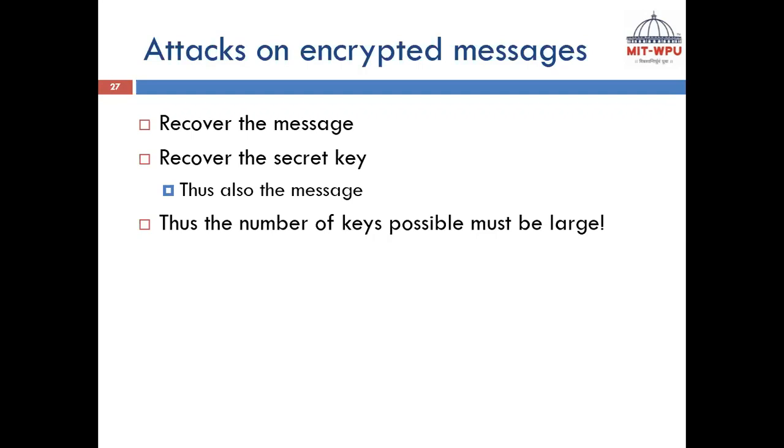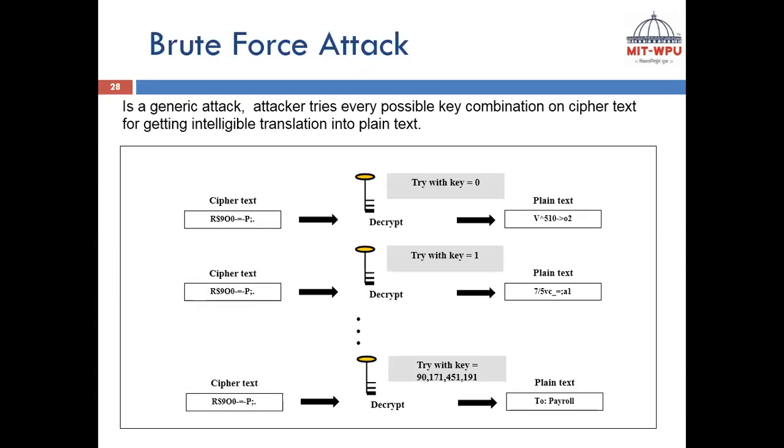Recording the message is a one-time activity, whereas if we record the secret key, the same message can be decrypted or encrypted using the secret key, and so can the previous messages we received or the future messages we expect to receive. So we can say that the number of possible keys must be large so that it can be more secure. Now here is one generic attack which happens on all the algorithms.